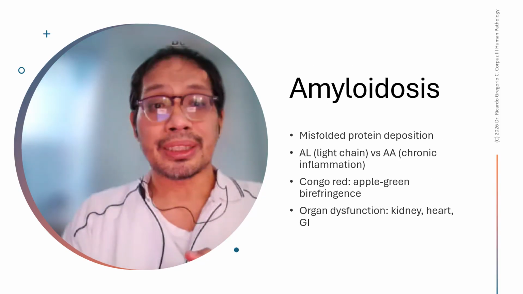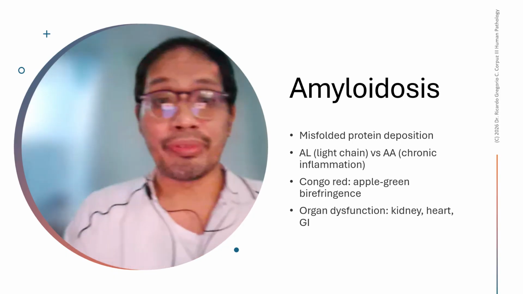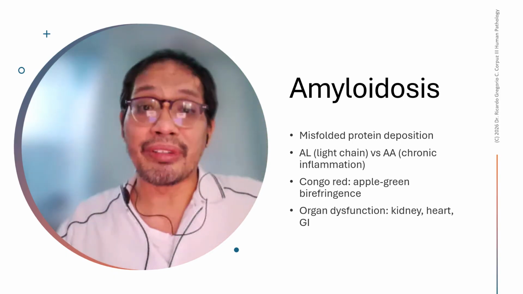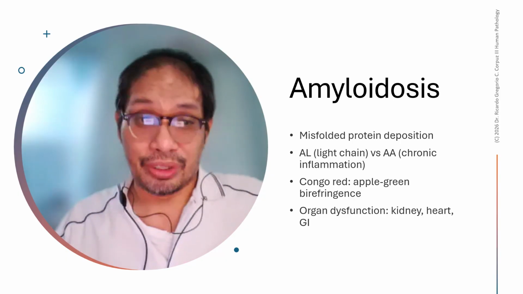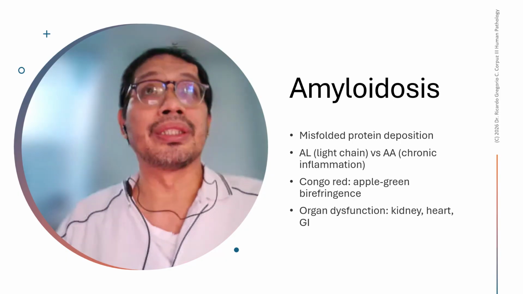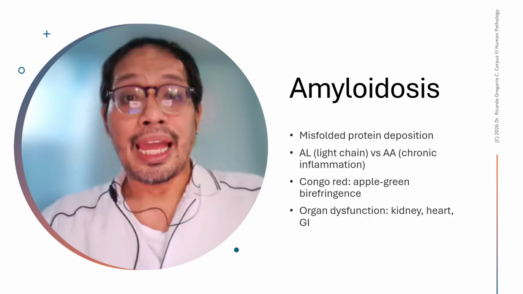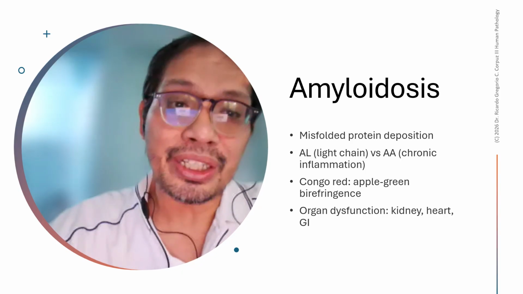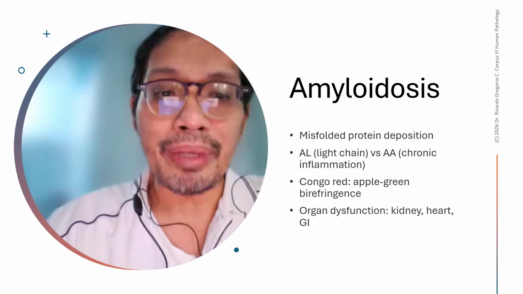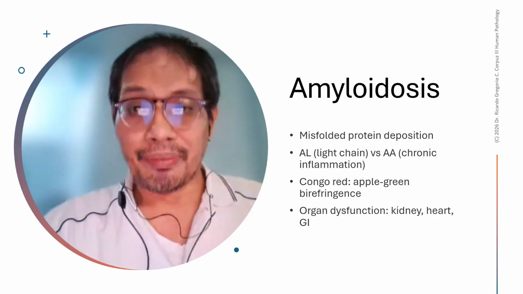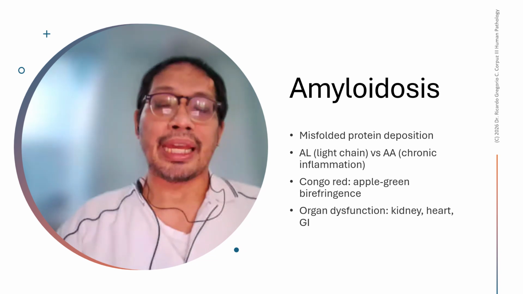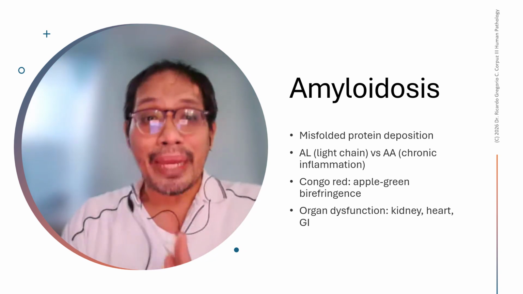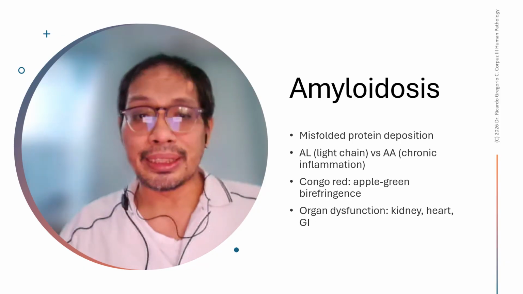Next is amyloidosis. Amyloidosis is a disorder of protein misfolding leading to extracellular deposition of insoluble fibrils that disrupt organ function. The types of amyloid: AL amyloid from immunoglobulin light chains, associated with plasma cell dyscrasia. AA amyloid from serum amyloid A, associated with chronic inflammation like RA and TB. A-beta amyloid seen in Alzheimer's disease.